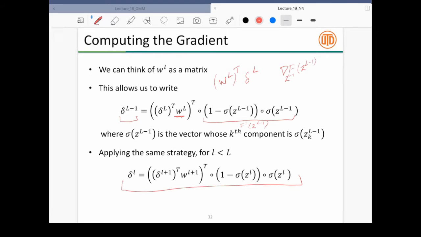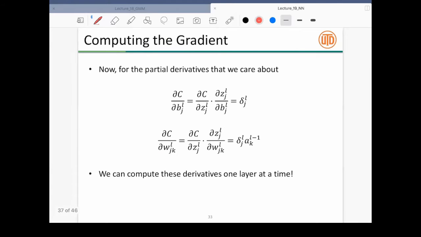So it turns out that you can actually apply the same strategy to any arbitrary layer as well. Given the gradient of layer L plus 1, you can compute the gradient with respect to layer L in this recursive way. We know the gradient at layer capital L. Using this, we can compute the gradient at layer L minus 1. Then using that gradient, we can compute the gradient at layer L minus 2, and so on and so forth. This way we go back, and that's the reason this is called back propagation. We are propagating the information backward.